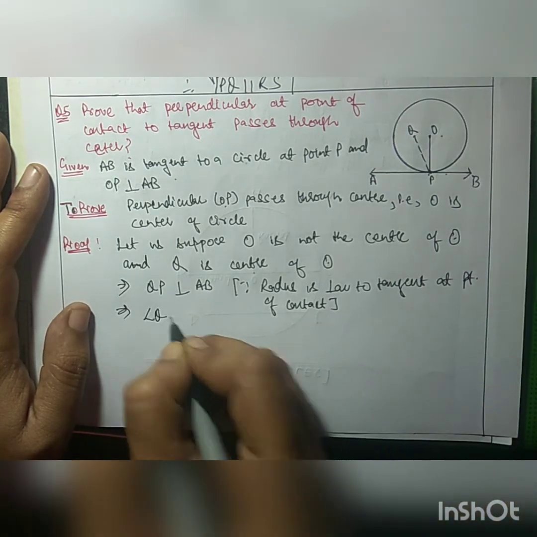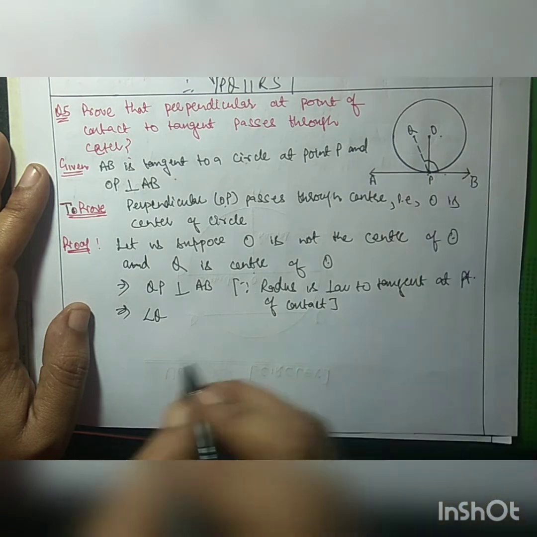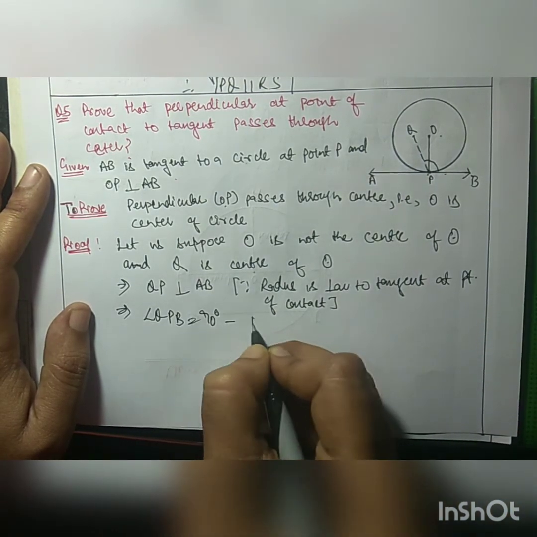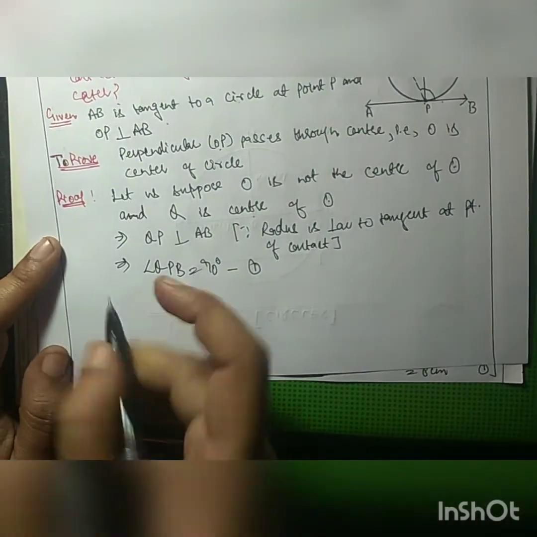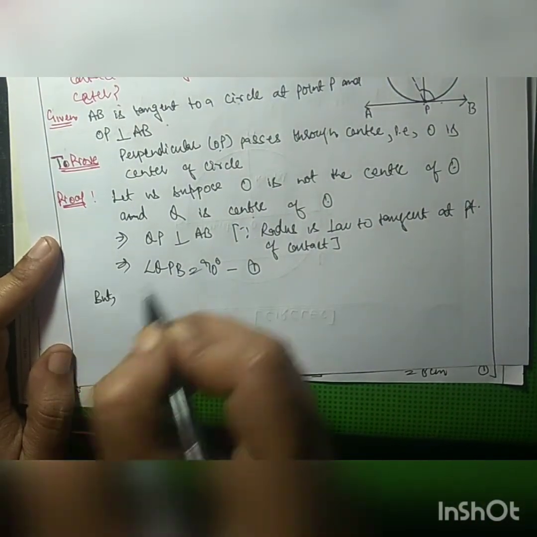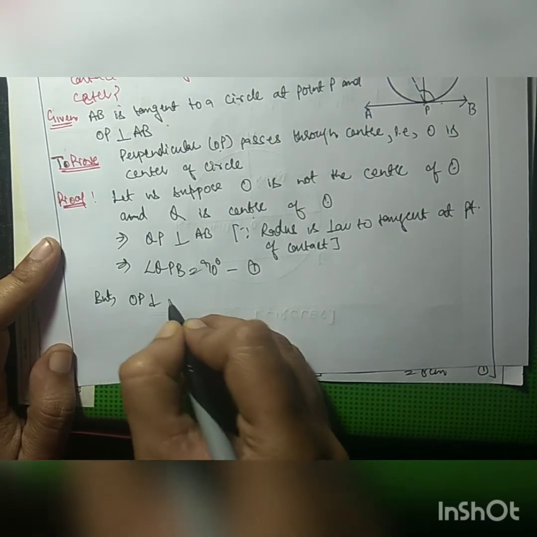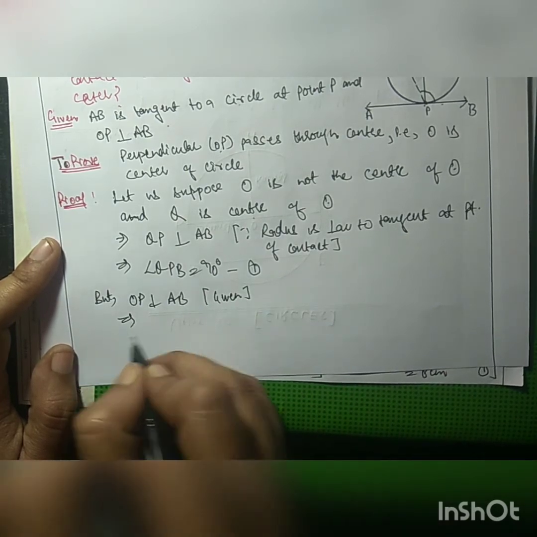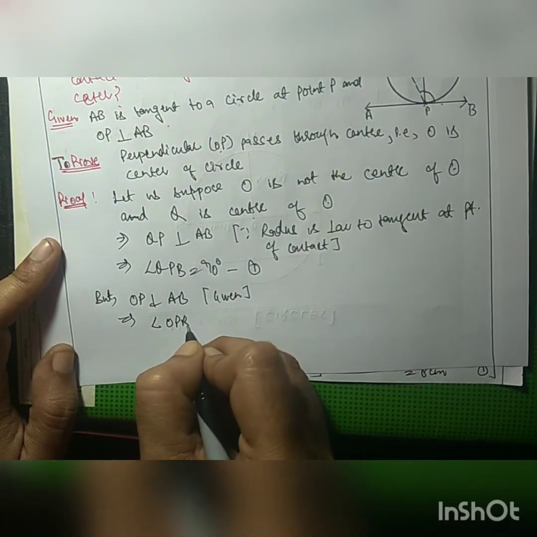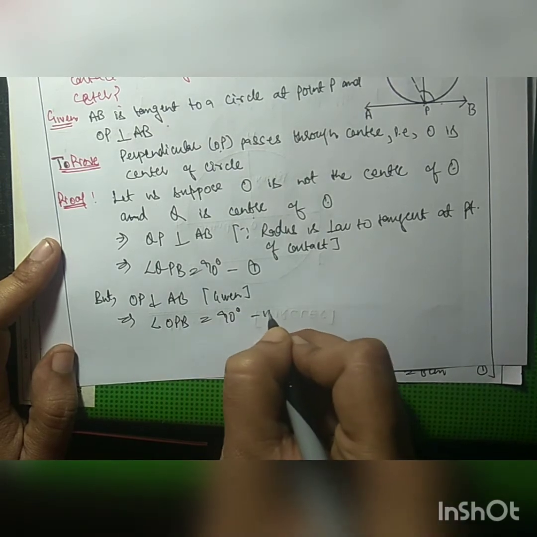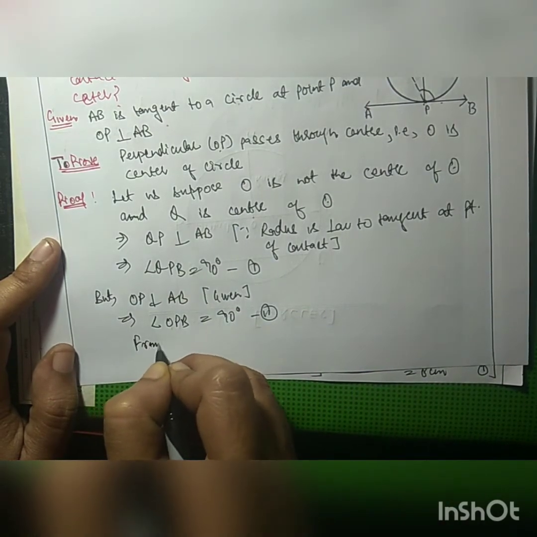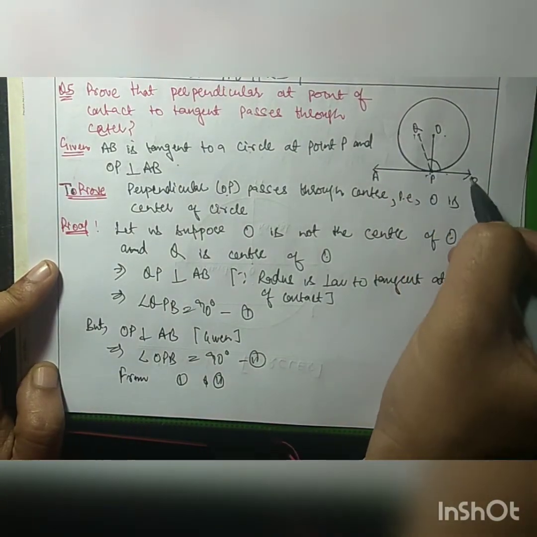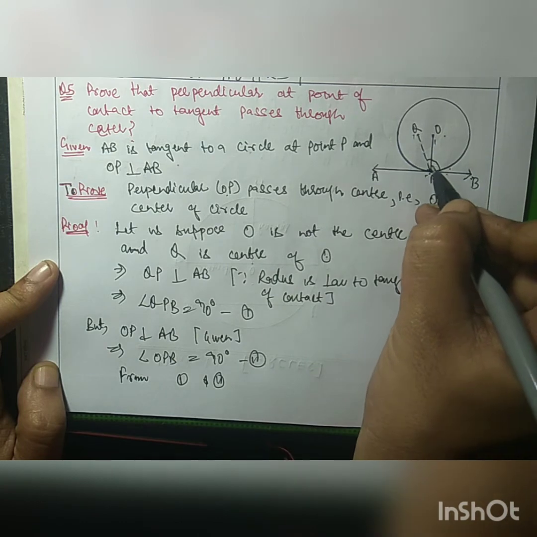It gives angle QPB, this complete angle QPB is 90 because QP is perpendicular, so QPB is 90. Let it be equation 1. But we are given that OP is perpendicular to AB, this is given. It gives angle OPB is also 90. From first and second, angle QPB is also 90, angle OPB, that is this angle, is also 90.